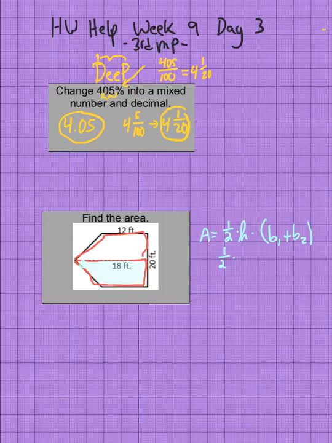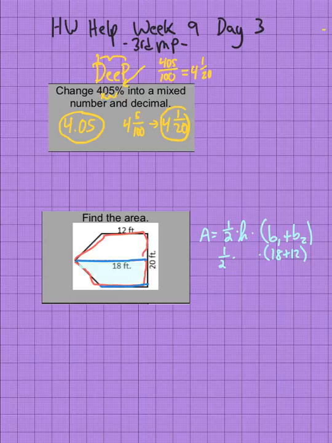So first off, I need the height and the bases. Now the bases, I'll turn on the blue pen, is this and this in blue. Now this top one here is 18. This bottom one here, if I steal it from here, is 12. So my bases are 18 plus 12. Now I just need the height.